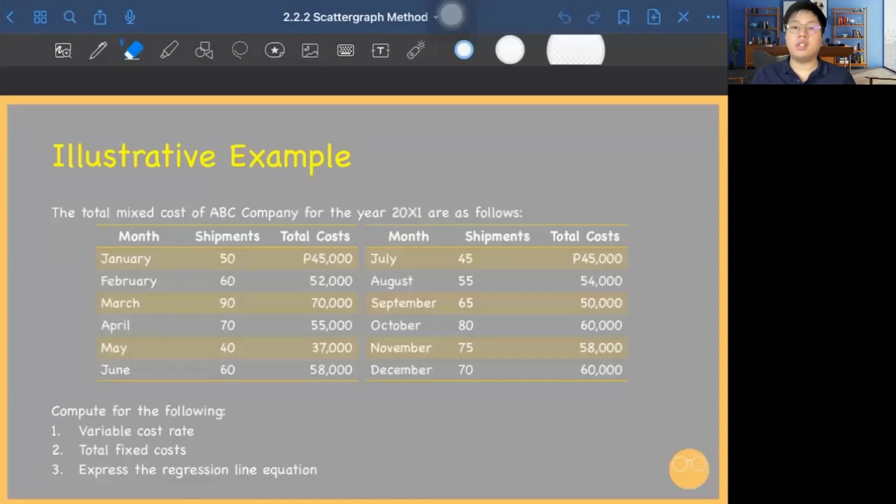Let us try to solve the illustrative example. The total mixed cost of ABC Company for the year 20x1 are as follows. We have here the months from January to December, so that's basically 12 months. Then our cost driver or basis here will be the shipments, and we have a column for the total cost. The requirements are to compute the variable cost rate, the total fixed cost, and express the line of regression.